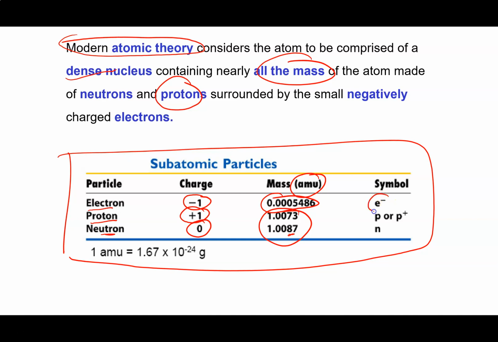Most people will use e superscript minus to indicate an electron, and they will use p superscript plus to indicate a proton, and then normally a lowercase n to indicate a neutron. Occasionally you'll see people use just a lowercase p for a proton, and some people will use just the lowercase e for an electron, but that's pretty uncommon.